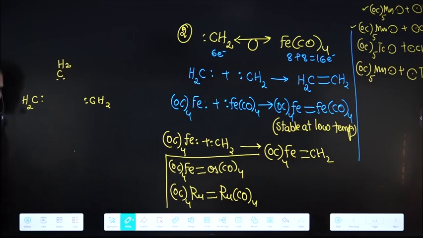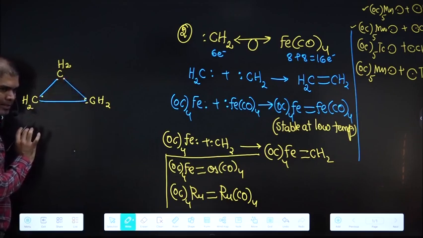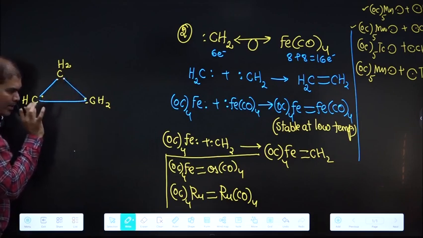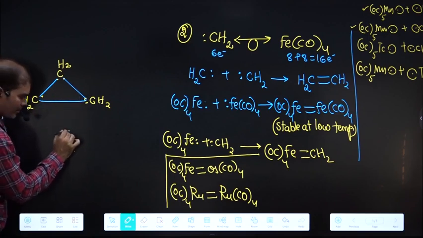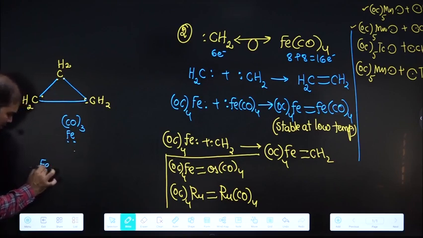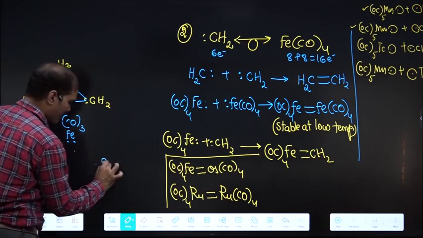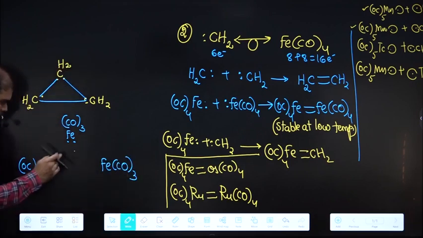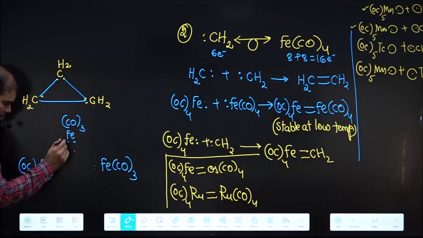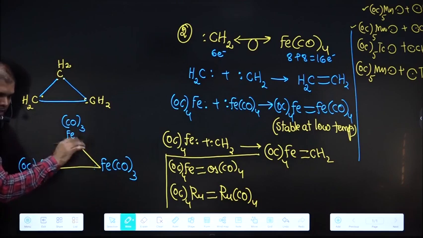Instead of two methylenes combining, let me combine 3. What are you getting? You are getting a cyclopropane. So in a similar way, a methylene is isolobal to Fe(CO)3. So if I combine 3 Fe(CO)3 units, a similar structure has to form. Do you have such a similar structure in your organometallic chemistry? Yes or no? We have Fe3(CO)12, which is a triangular shape, right? So can I predict this structure?